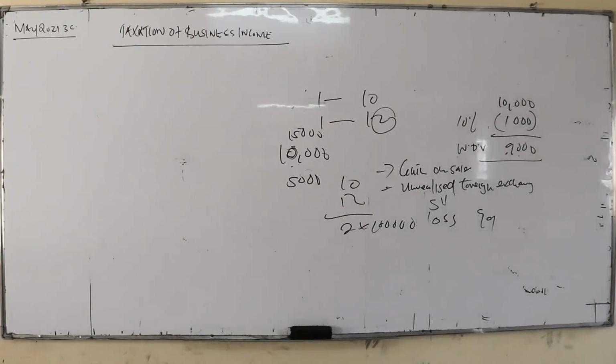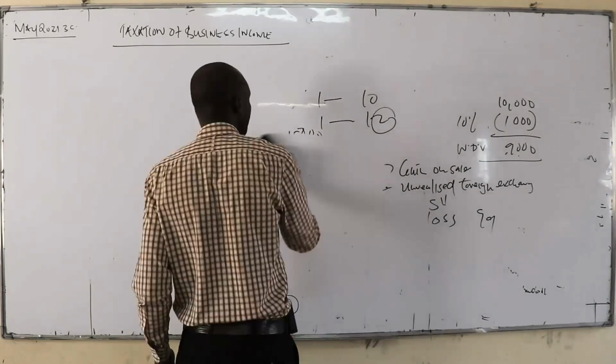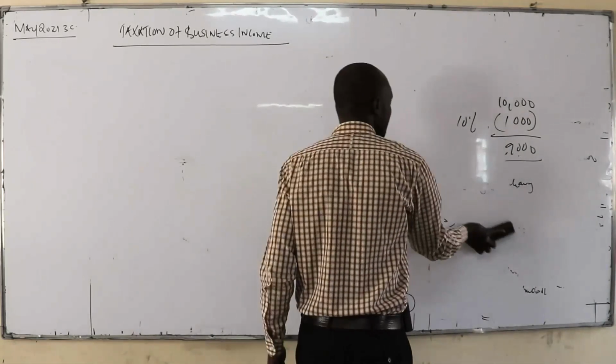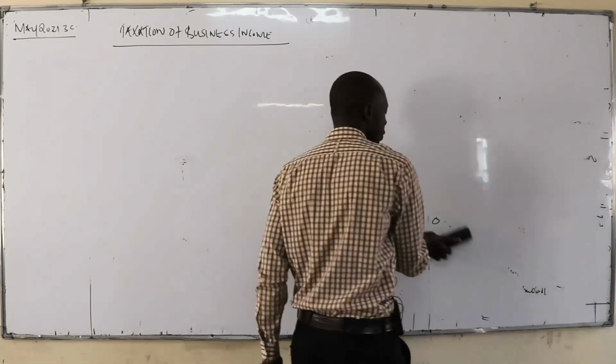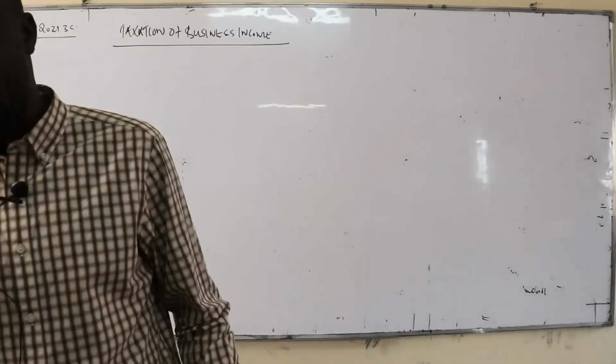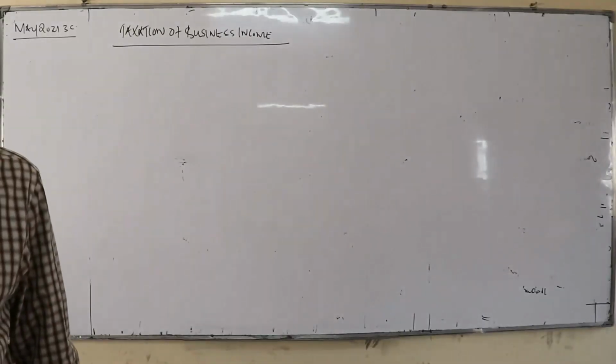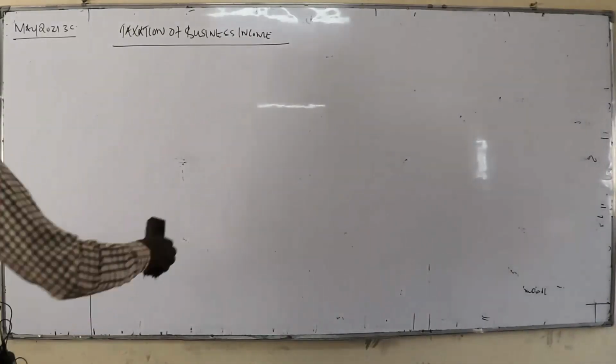So now, at that point, you need to know how to adjust the taxable income. Depending on the statement you are given in a question, you can be given a statement where they have already computed and given you the net profit. They have come up with the income statement and they are giving you the net profit, okay? And you need to adjust the taxable income.